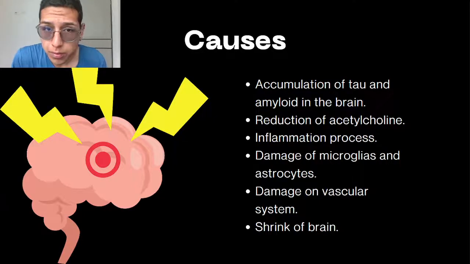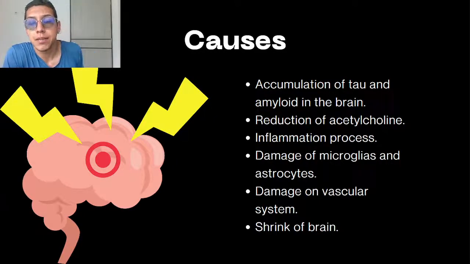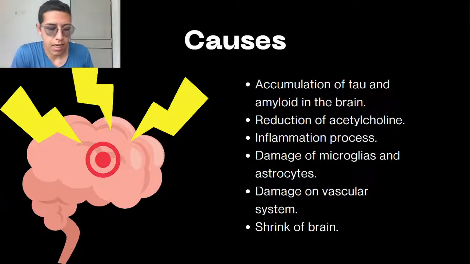It is also shown that there is damage of the microglia and astrocytes, and these are a kind of immune cells, but in the brain. They are in charge of cleaning the neurons and attacking foreign bodies. And as we said, damage to the vascular system is related to the inflammation process and the shrinking of the brain.